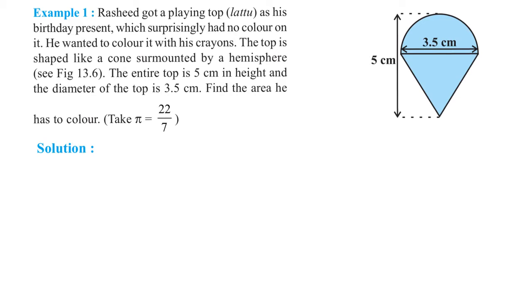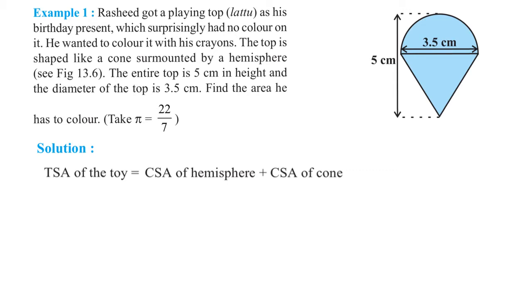So, if we have to paint the entire toy, which is called a top, in Hindi it is called lattu, then we will find the total surface area of the toy. How will you find the total surface area of the toy? We can find it by finding the curved surface area of the hemisphere plus the curved surface area of the cone, and then we add them together. So, the total surface area of the toy is going to be the curved surface area of the hemisphere plus the curved surface area of the cone.